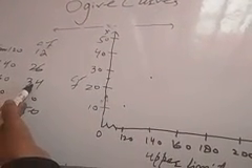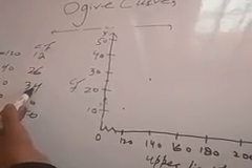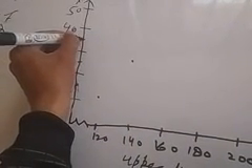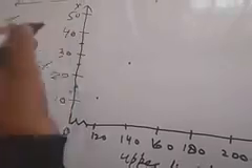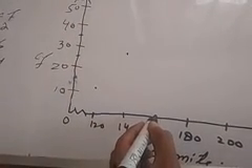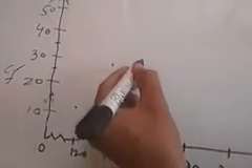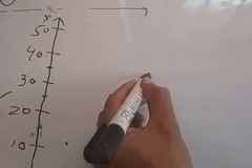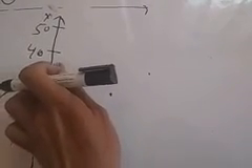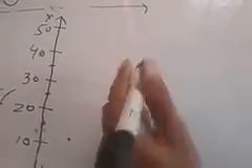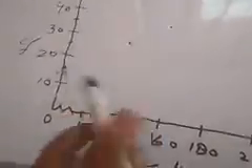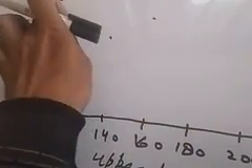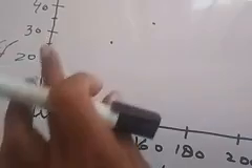Then 34, 160. 34 is, this is 35, halfway is 35, a bit below the 35 mark. So 160, 34 is here, a bit below this, so 160, and here it is a bit below 35, 34.